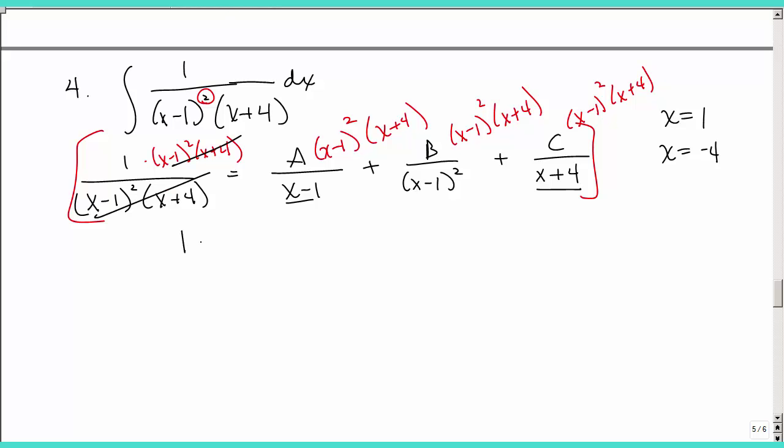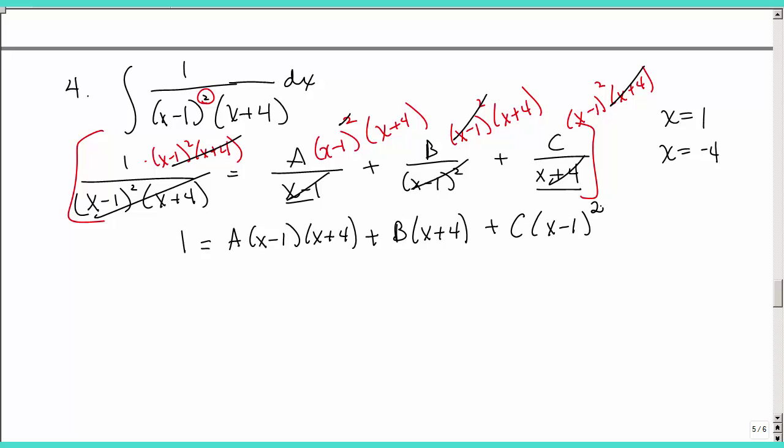That's going to reduce, and you're going to get 1. Here, that reduces only one of them, and you're left with those 2 factors. Here, all of that goes, and you're just left with x plus 4. The x plus 4's go, and you're left with x minus 1 squared. Be careful on the algebra.